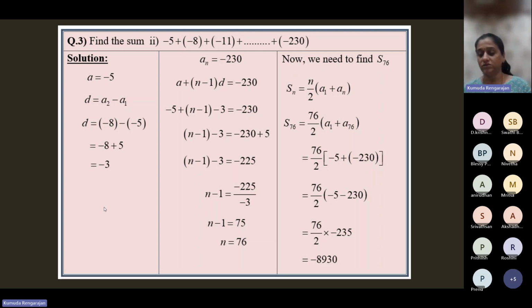Similar question, similar to the earlier one. You'll have to first find N. Of course, you'll have to write the values of A and D. After that, you'll have to find the value of N using the last term, minus 230. Find N and then find Sn, which is S76.